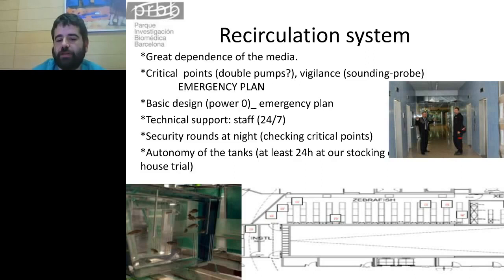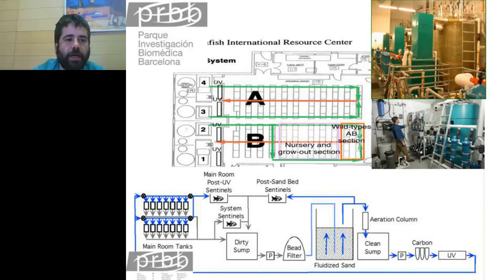Also, if everything goes really, really bad, we have set a density that allows us not to have flow during 24 hours, and the fish will have no problems about oxygen. So you can find many, many examples of facilities. This is one, this is the third one that is like the most knowledge facility.